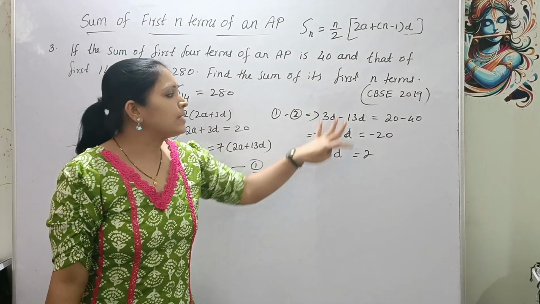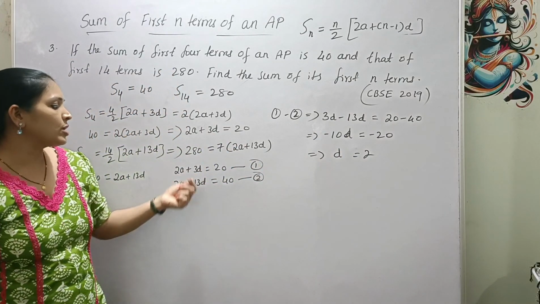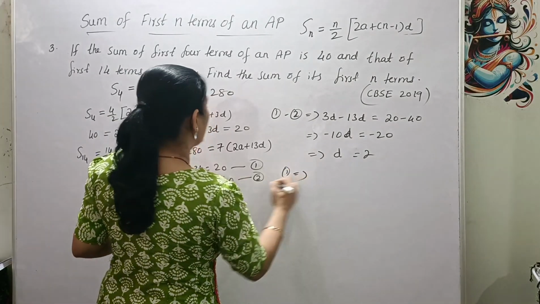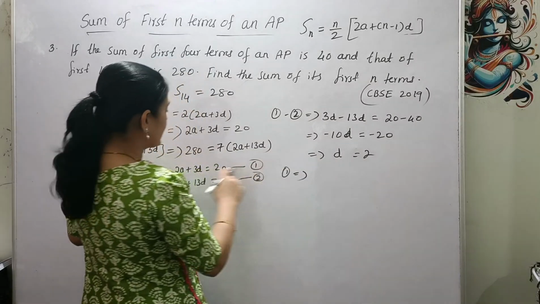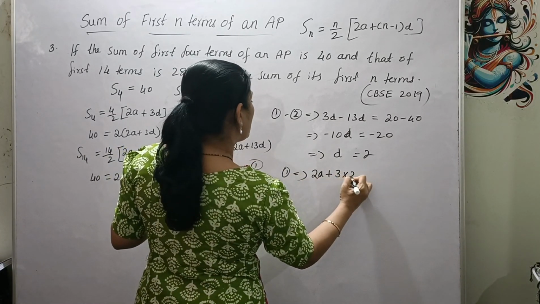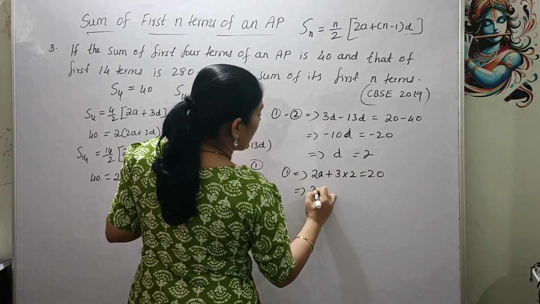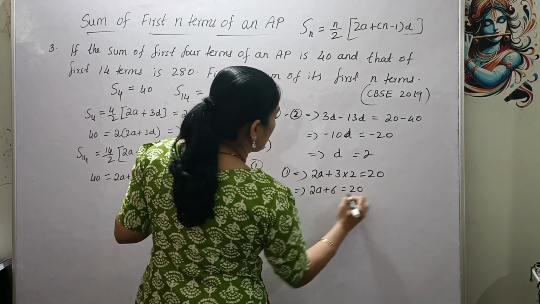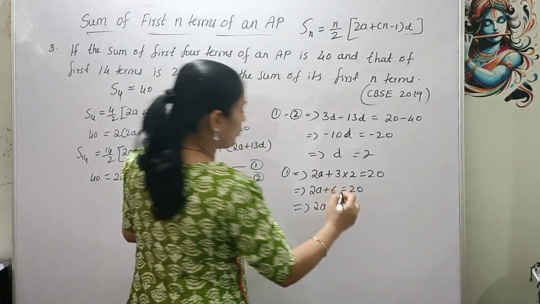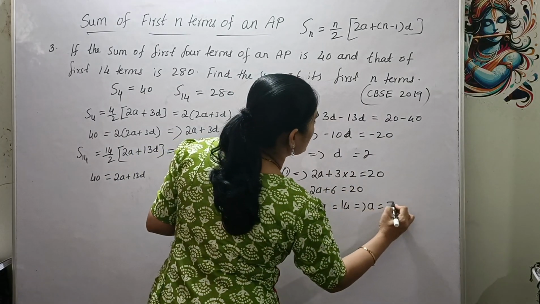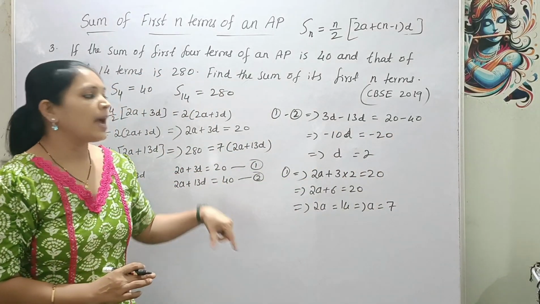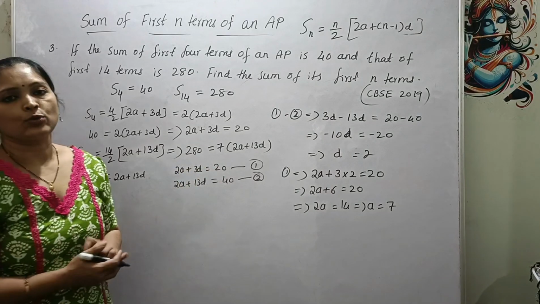Then substitute d is equal to 2 in any of these equations so that we will get the value of a. So equation 1 gives, substitute d is equal to 2 here: 2a plus 3 into 2 is equal to 20. That implies 2a plus 6 is equal to 20. That implies 2a is equal to 20 minus 6, 14. That implies a is equal to 7. So we have got the values of a and d: a is equal to 7, d is equal to 2.